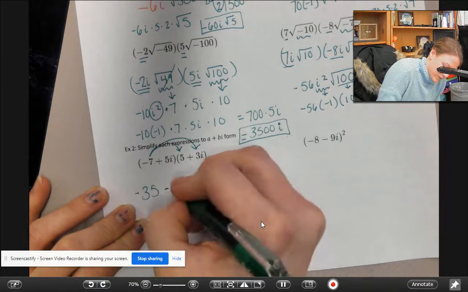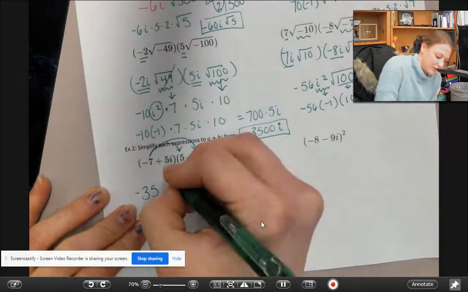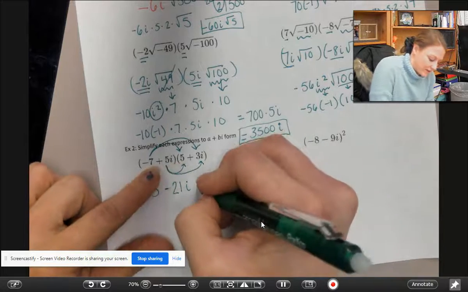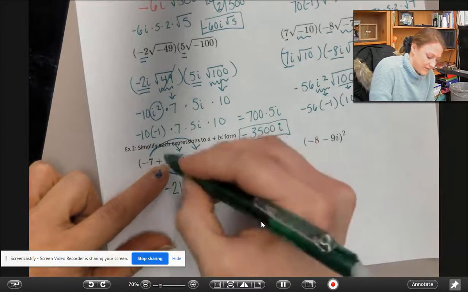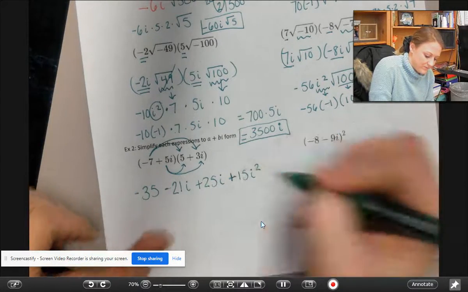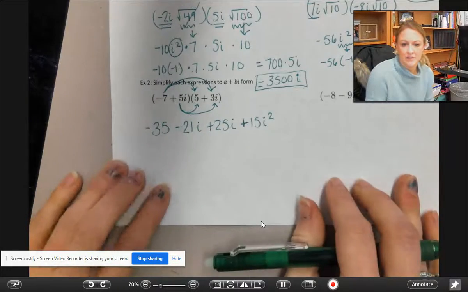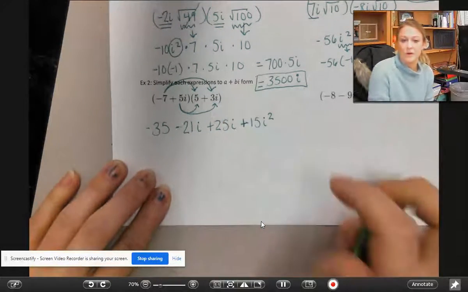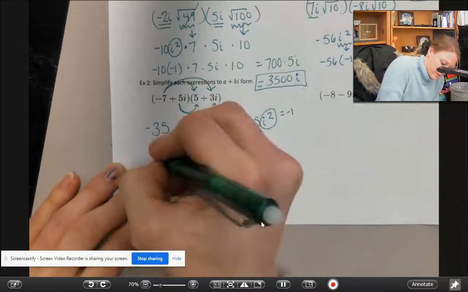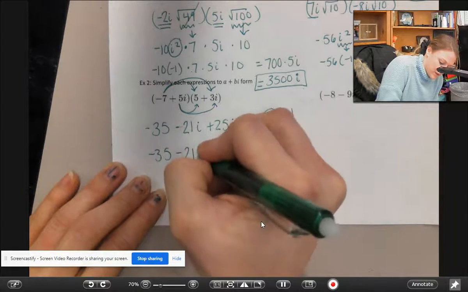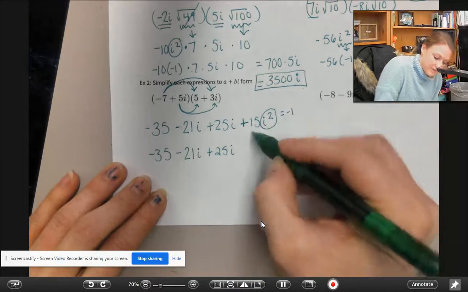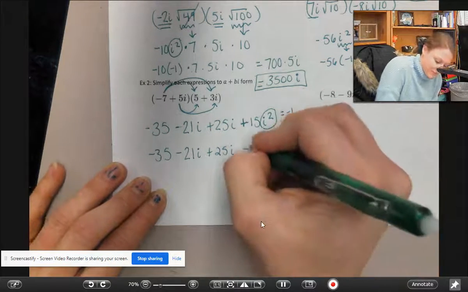minus 21i. And now we're going to multiply the i's through. 5i times 5 is 25i. 5i times 3i is plus 15i squared. Okay, and now it's all about combining like terms and making sure you have a plus bi form. i squared is equal to negative 1. So now what we have is negative 35 minus 21i plus 25i and plus a 15 times a negative 1, which is going to be minus 15.